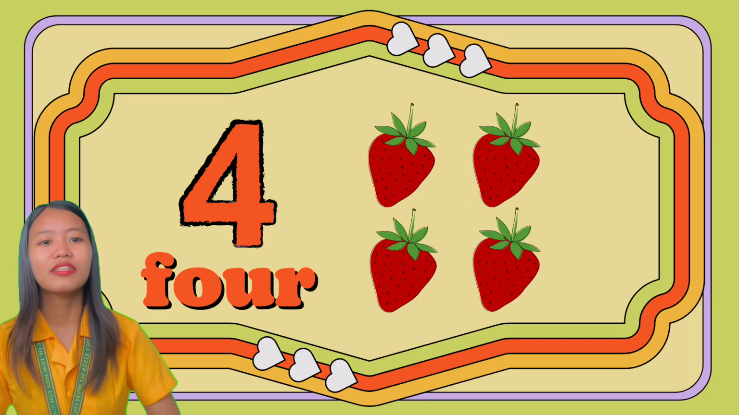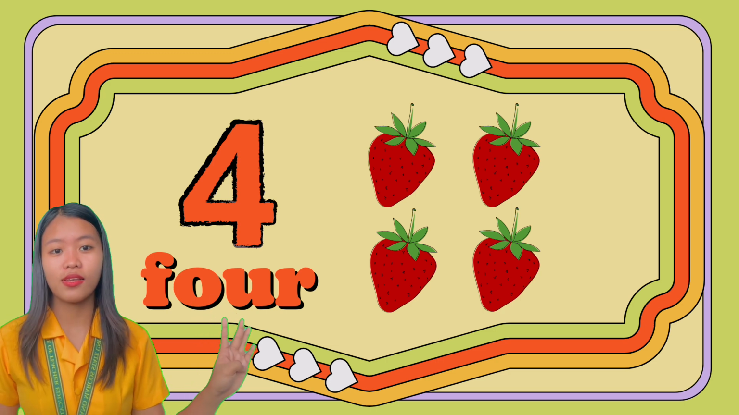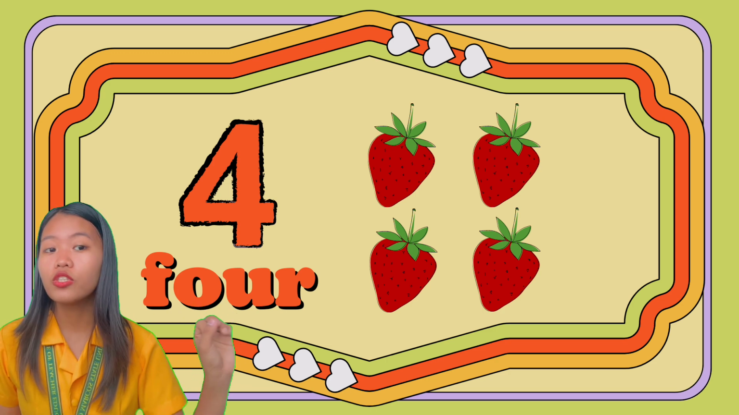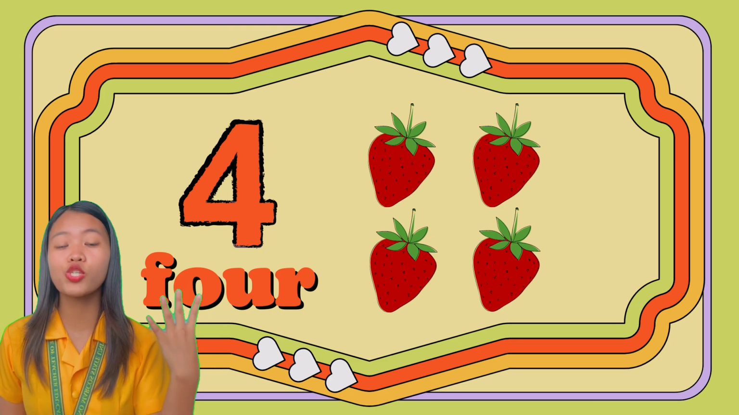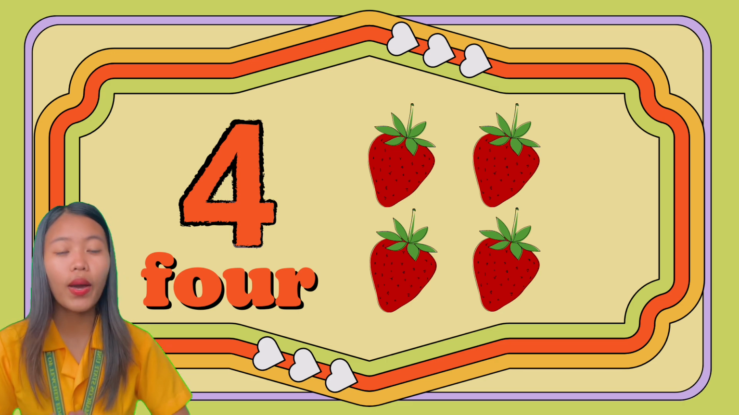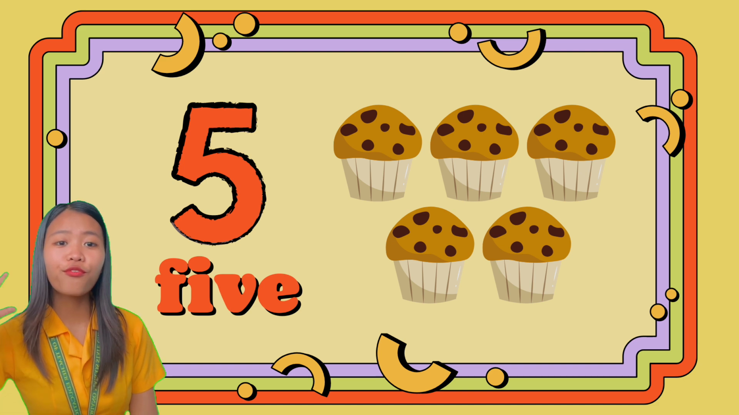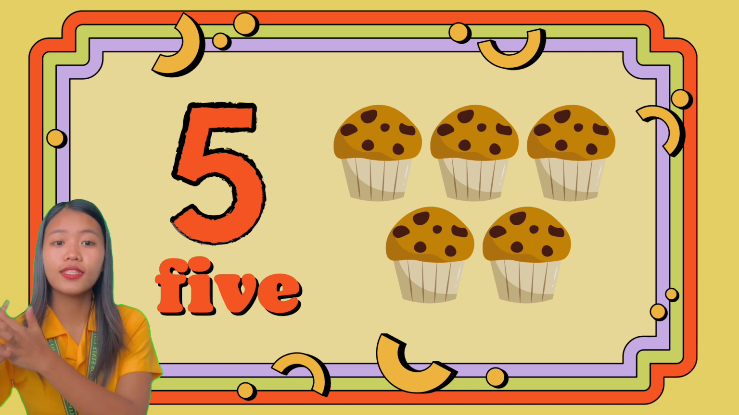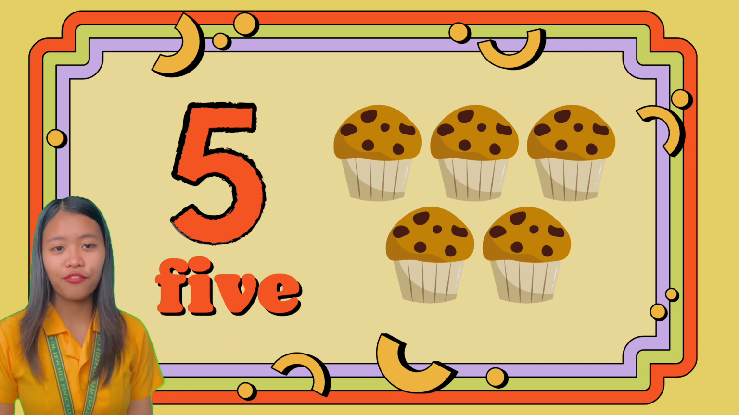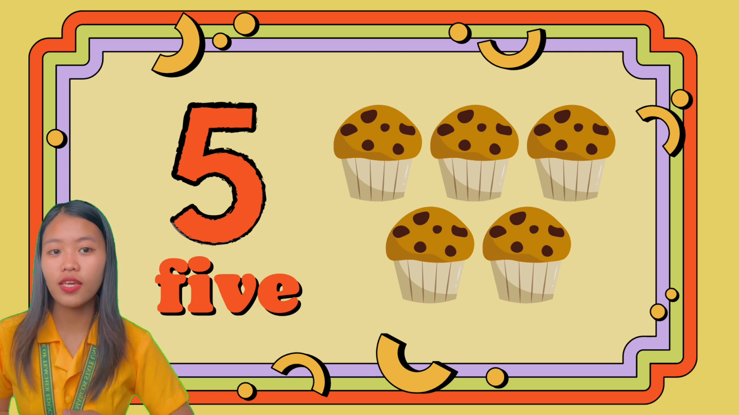3 flowers. Number 4 is 4 strawberries. 1, 2, 3, and 4. 4 strawberries. It is spelled out as F-O-U-R. And the last one is 5. Number 5. 1, 2, 3, 4, 5. 5 muffins. This is spelled out as F-I-V-E. Hi children, I am Teacher Kai.